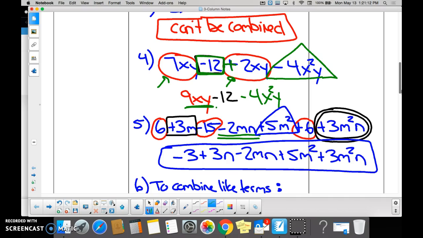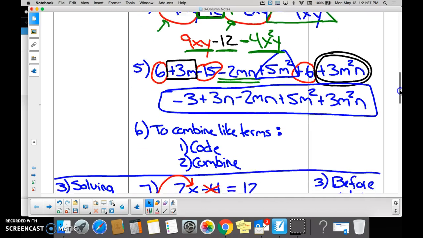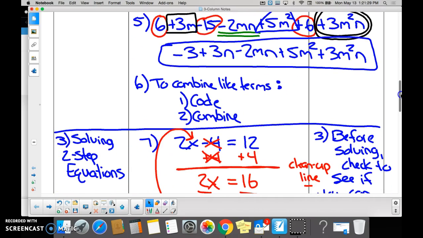What did the black square combine to be? It's the exact thing. And what did the green triangle combine to be? It combined to be negative. Don't forget the negatives, right? Number 5 was just a gigantic long one. And then number 6, we concluded but said to combine like terms, you should code and then combine.